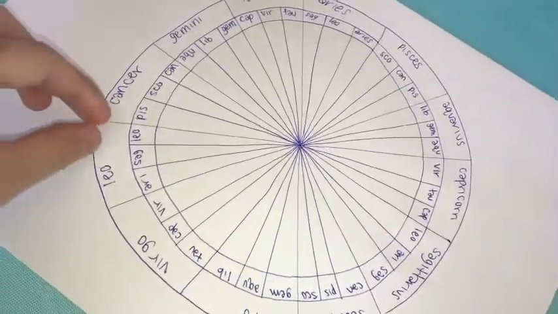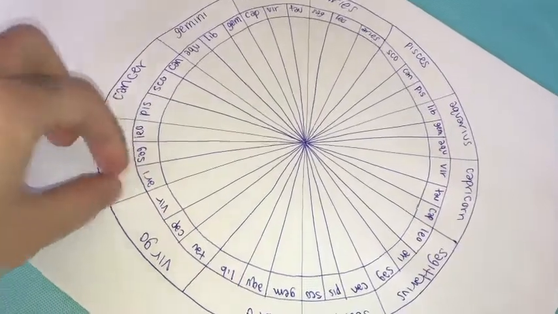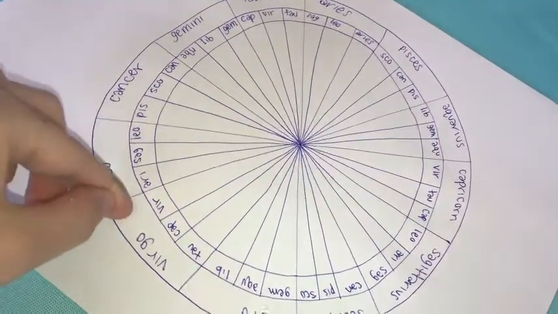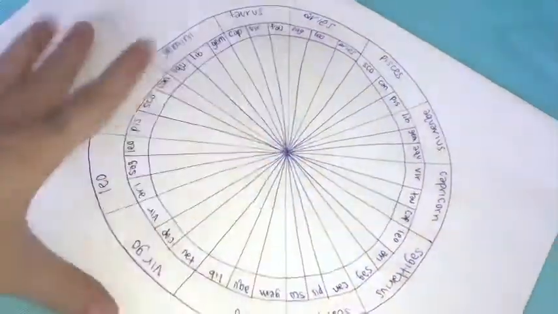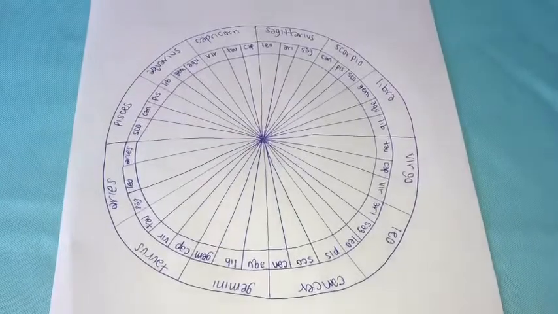Then you can see over here with Leo, it starts with Leo, then it goes to Sag, then it goes to Aries for up to 10 degrees, 10 to 20, 20 to 30. And so on and so forth with the rest of the signs on our little zodiac wheel we got here.